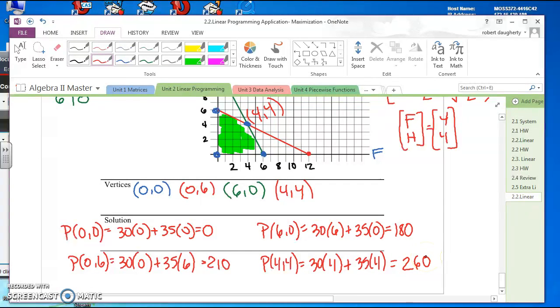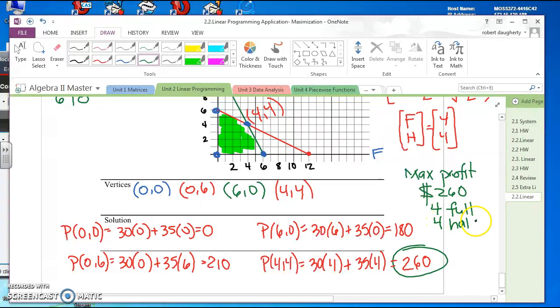So if I'm maximizing profits, that's the maximum right there. So my answer would be that the max profit is $260, and that's when I make 4 full and 4 half sheet cakes. So maximum profit's 260 when I make 4 full and 4 half sheet cakes.